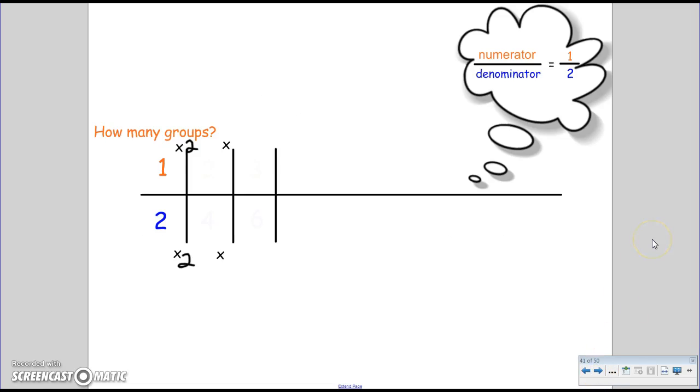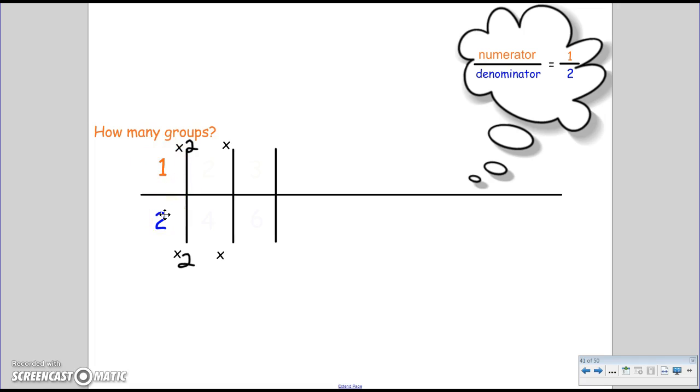So take a look at this ratio table. In our ratio table, we have a top row and we have a bottom row. If we think of our dividing line as though we're creating a fraction, our top row is a lot like our numerator, and our bottom row is like our denominator. If we have the fraction 1/2, 1 takes the top row as our numerator, and 2 takes the bottom row as our denominator. In this case, we have one group of 2.